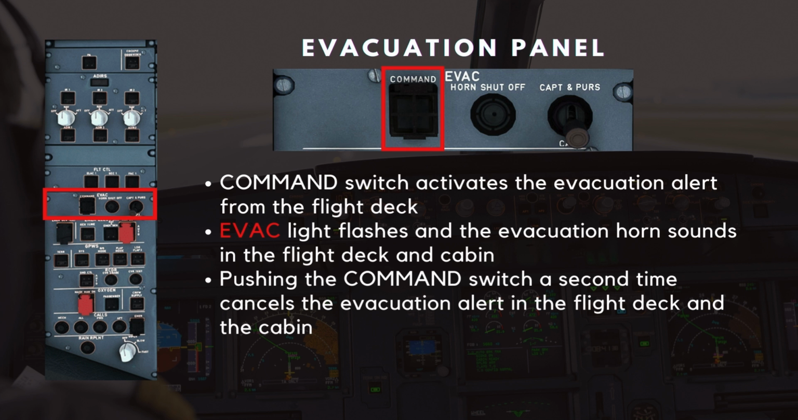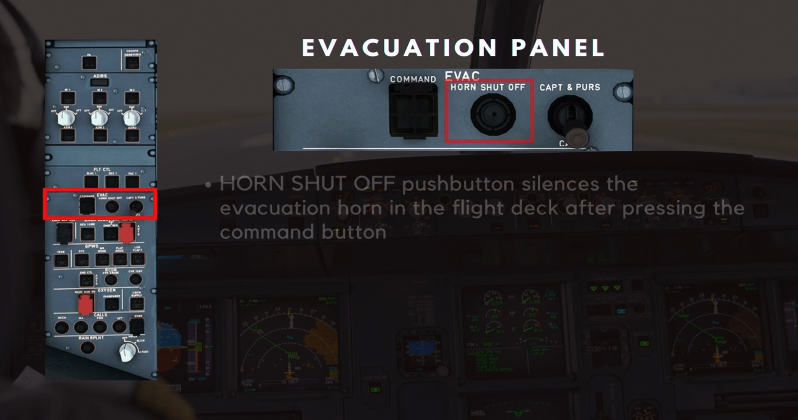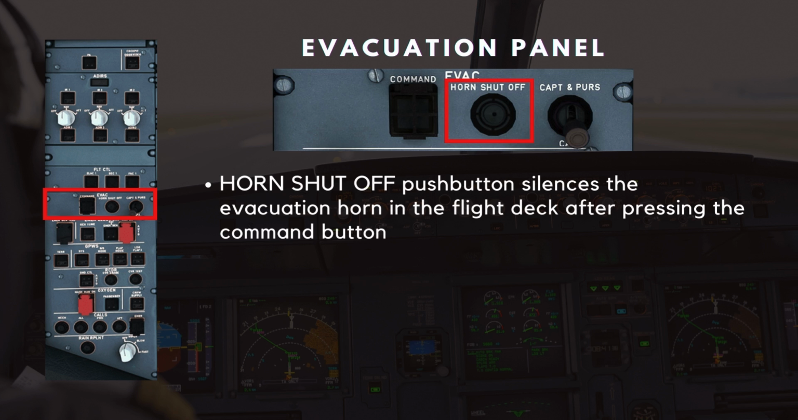Some airlines do not utilize the command push button and simply rely on an oral announcement from the evacuation initiator, so check your operator's SOPs. The horn shut-off push button silences the evacuation horn in the flight deck after the command button has been pressed.